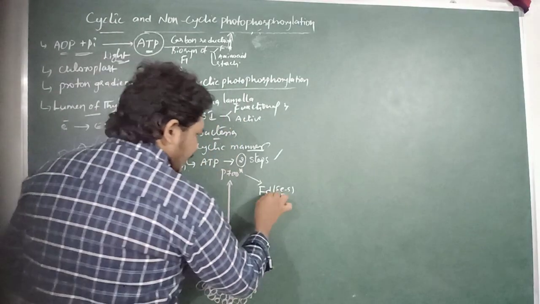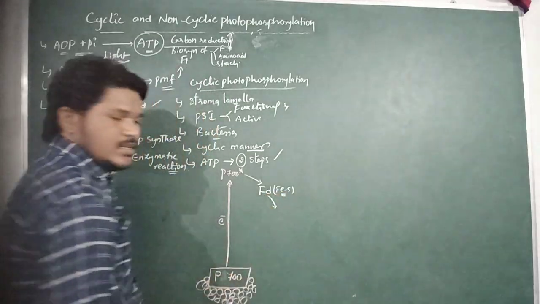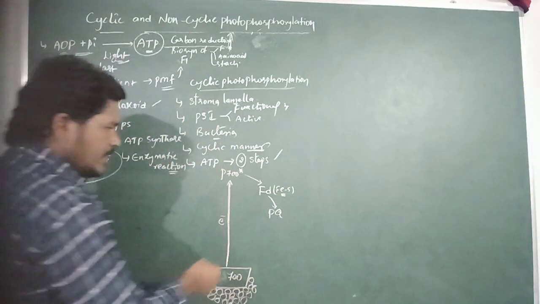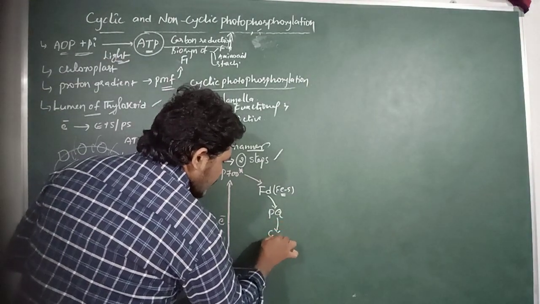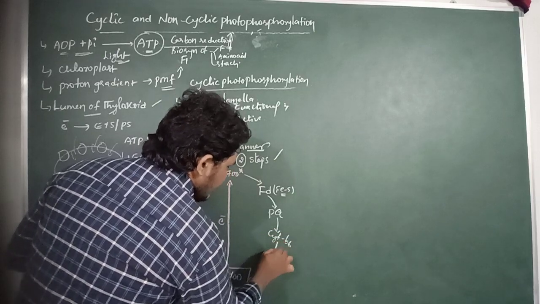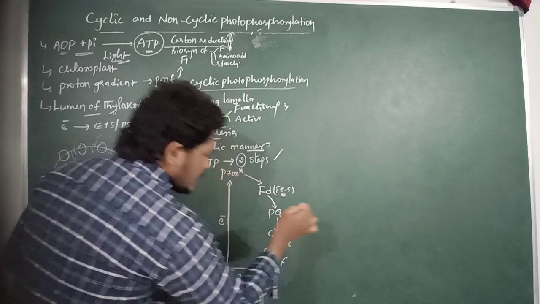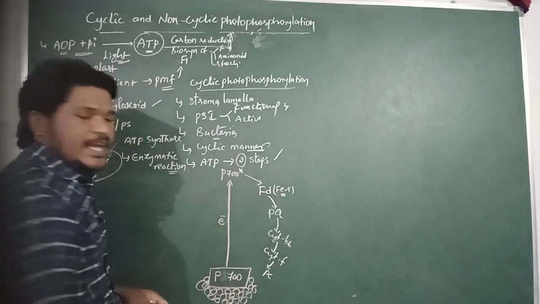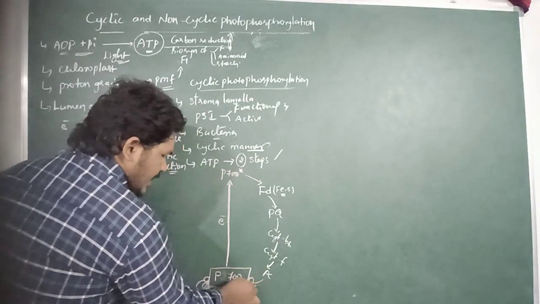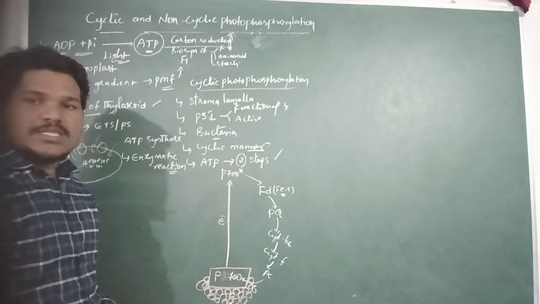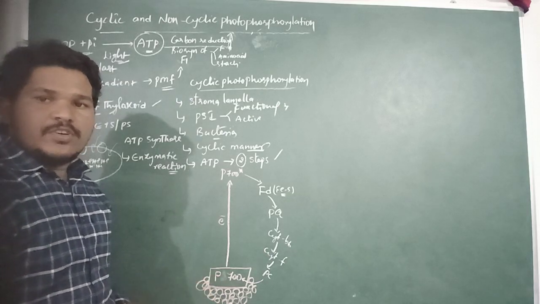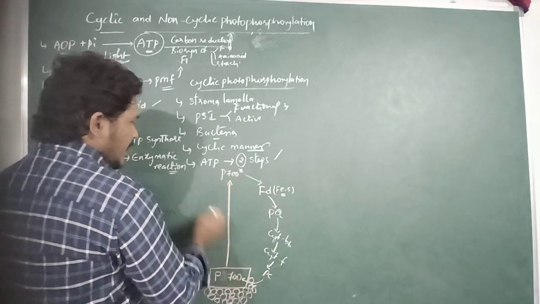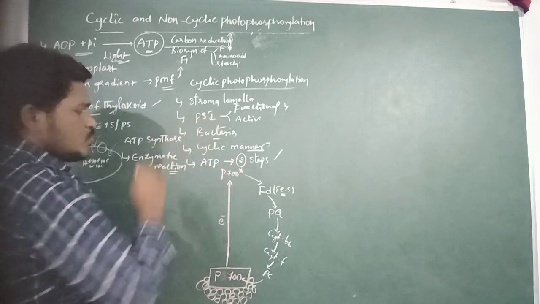Then the ferredoxin transfers the electrons to the plastoquinone. Then the plastoquinone transfers the electrons to the cytochrome B6 and cytochrome F complex. The cytochrome F complex transfers the electrons to the plastocyanin. Then the plastocyanin comes back to the P700, that is the reaction center of photosystem 1. So this is the cyclic flow of electrons in the cyclic photophosphorylation.